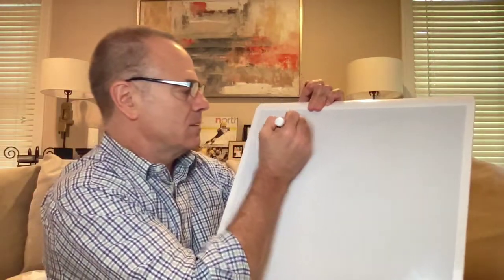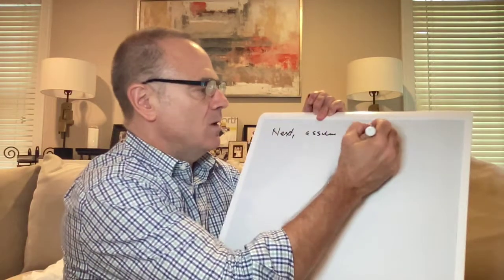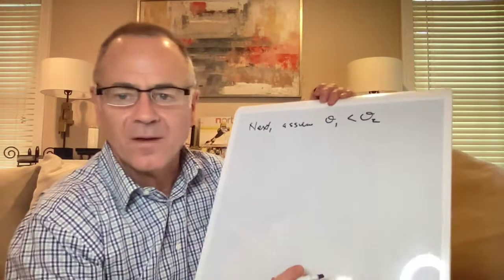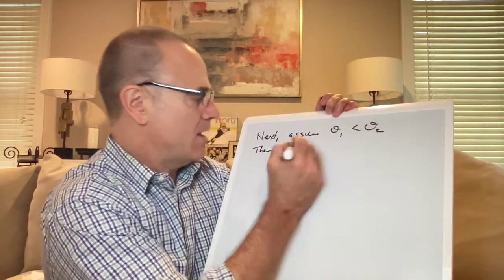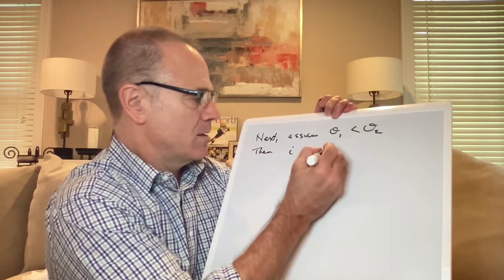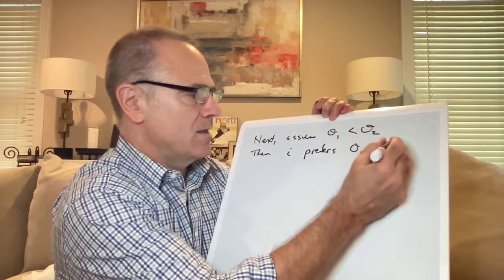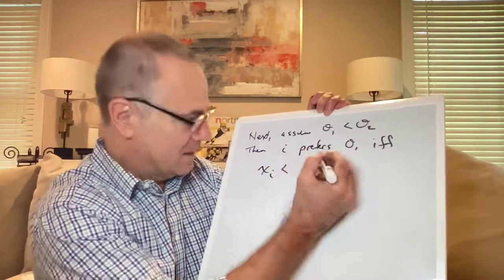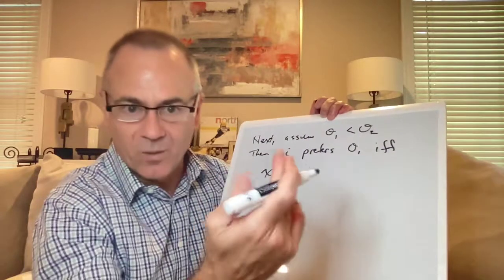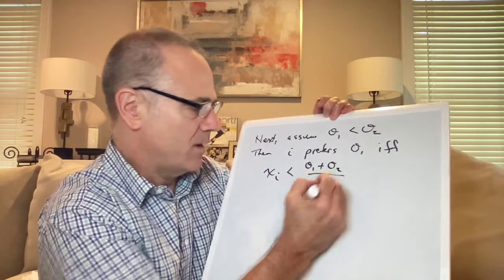Next, assume theta 1 is less than theta 2. Okay. Then person i prefers theta 1 if and only if xi is less than the midpoint of those two, (theta 1 plus theta 2) divided by 2.